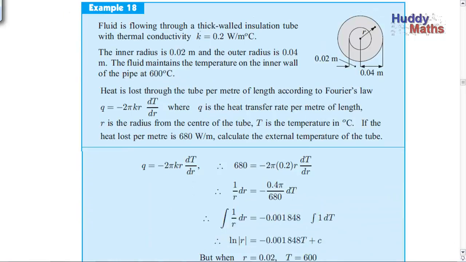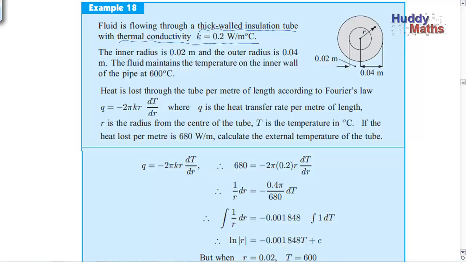Fluid's flowing through a thick-walled insulation tube with thermal conductivity of that. Now, you don't need to know what's going on here with the physics of it, but we're going to look at just the maths here. So don't worry if you don't know about thermal conductivity. We'll still be able to go through the problem, I think.